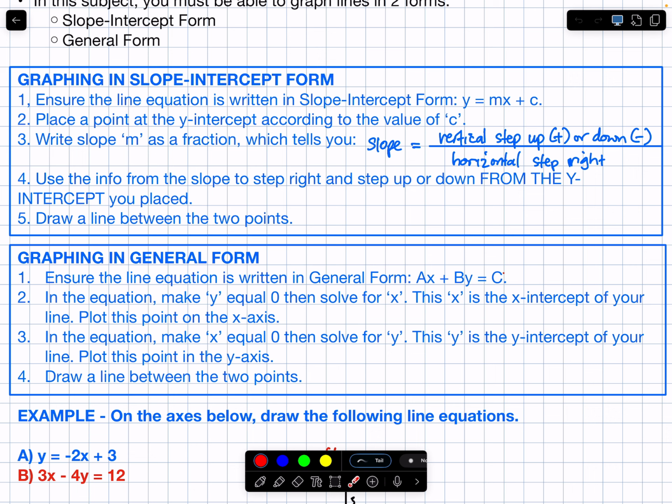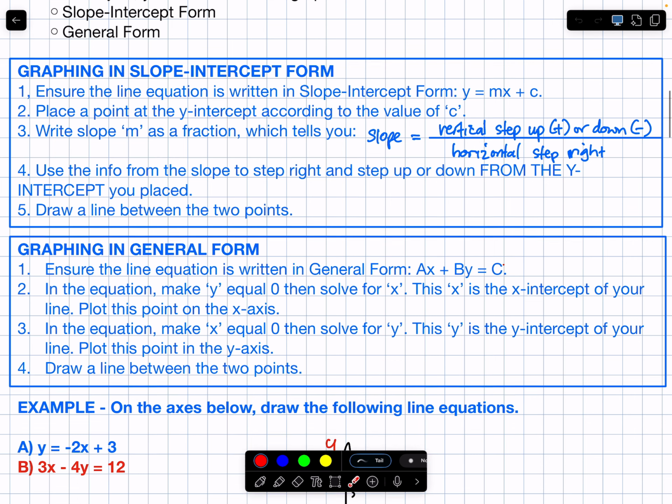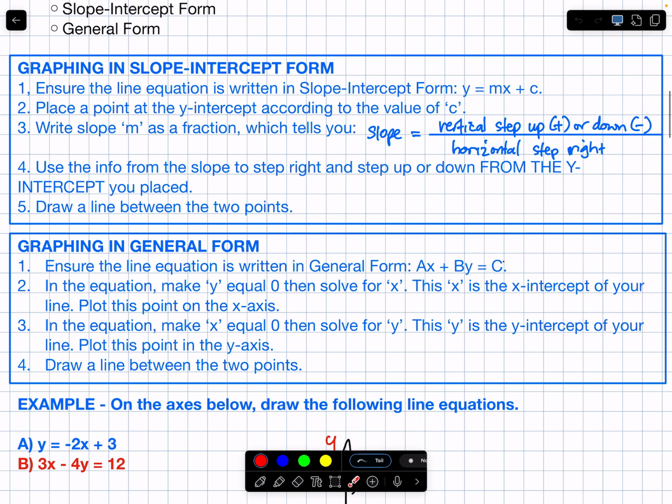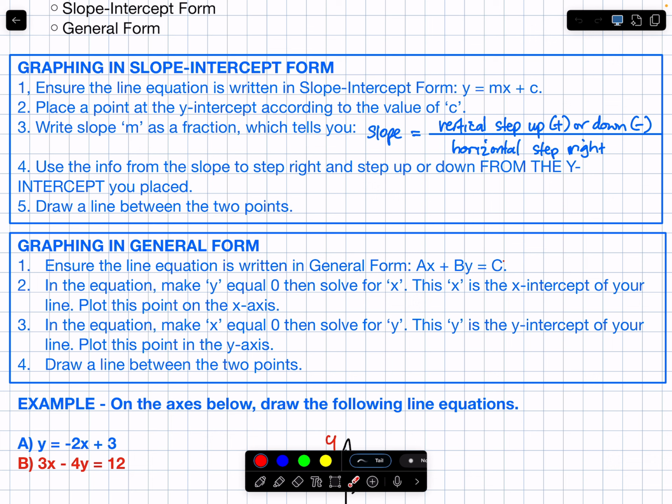Step 3 is what your previous teachers would have said was rise over run. Does that sound familiar? I don't like rise over run because that suggests that lines always rise. They don't. They can fall. They can go down that direction. And run, what do I mean by run? I can run left or right. So my version of the slope is this.